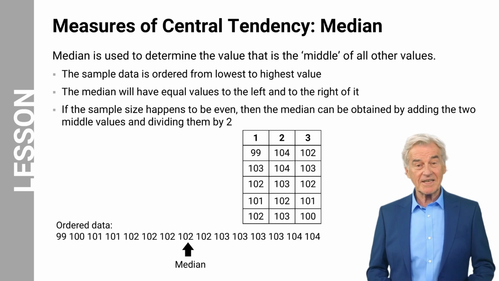Let's revisit the data in the table to obtain the median. First, the data is placed from lowest to highest value as shown below. With 15 data points available, the median is identified as the 8th value, which is 102, in the ordered dataset. The median value of 102 is positioned such that there are 7 numbers on either side of it.